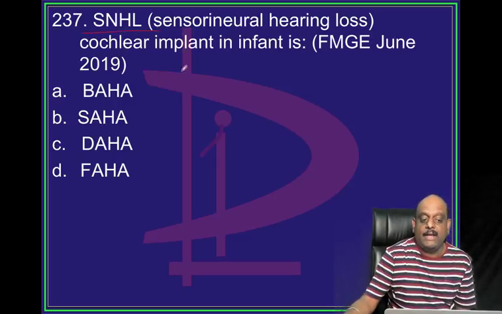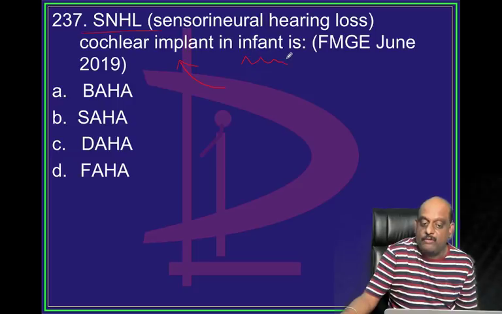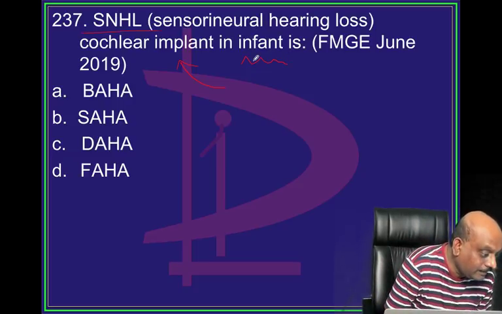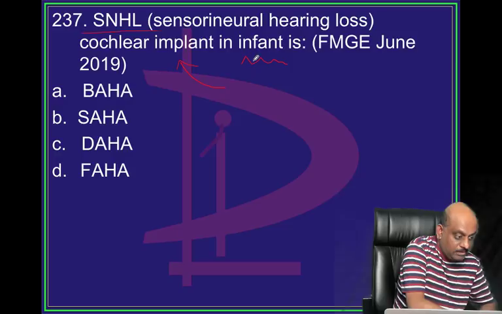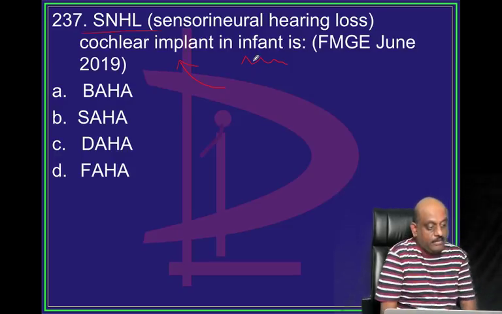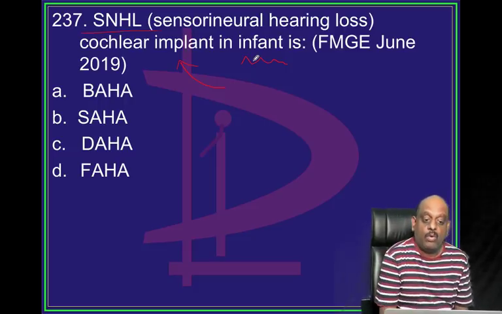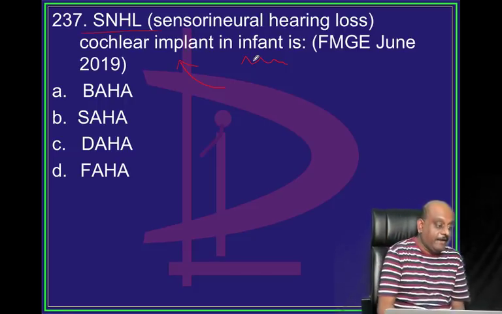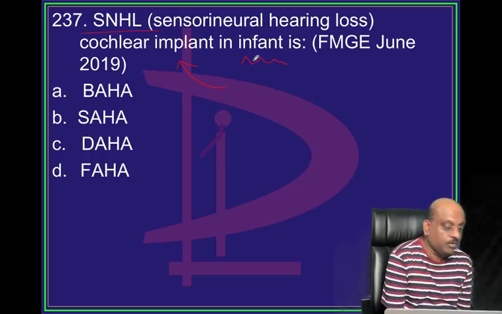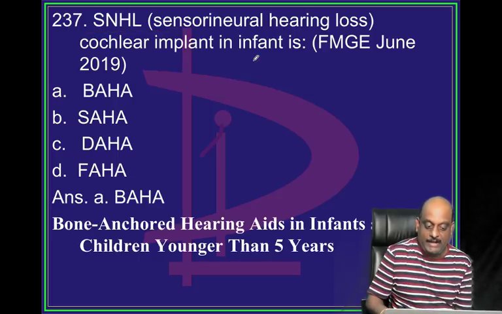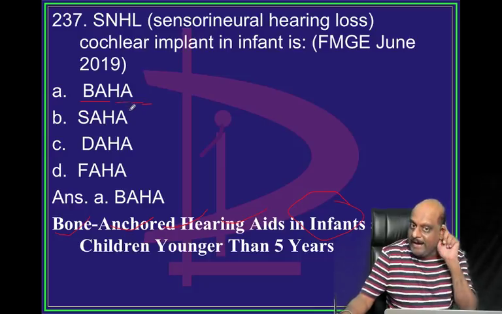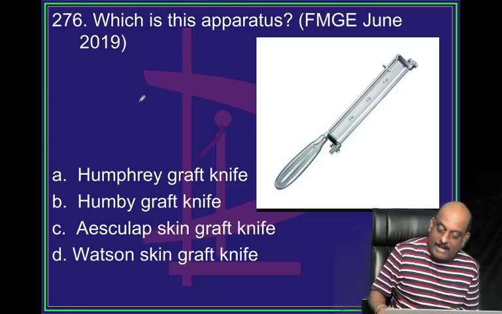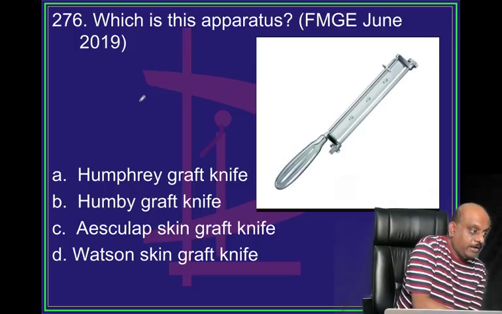There is a sensorineural hearing loss. Which cochlear implant do you want to fit in an infant? That is an interesting question. What type of implant do you use in the case of an infant? Shoot your answer. Most of you are saying BAHA. Absolutely. BAHA is bone anchored hearing aid in an infant. Bone anchored hearing aid is the one which is being used in infants, is what you need to remember. Next.